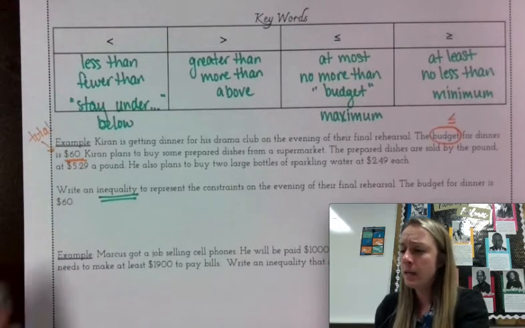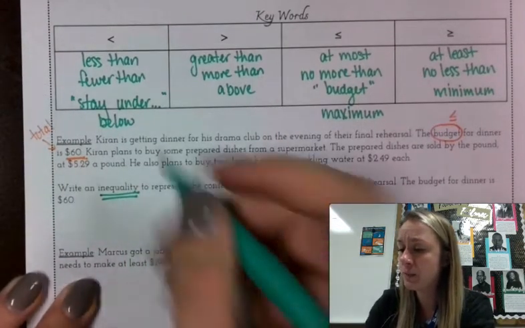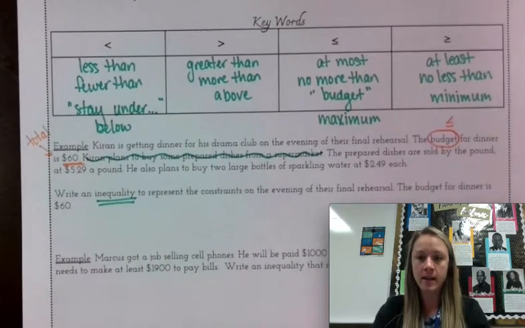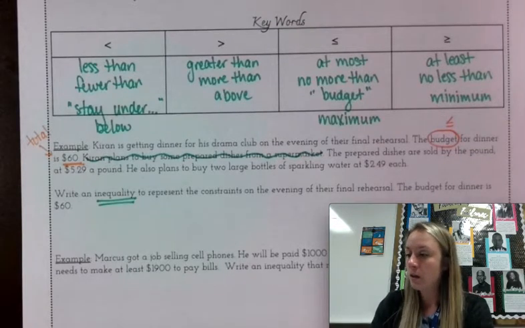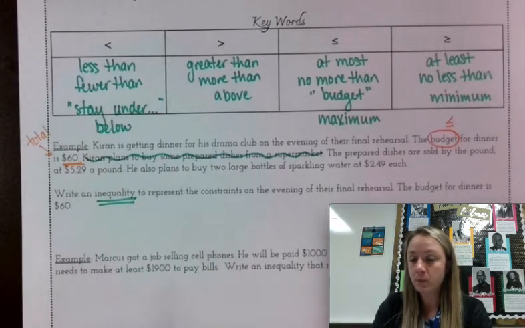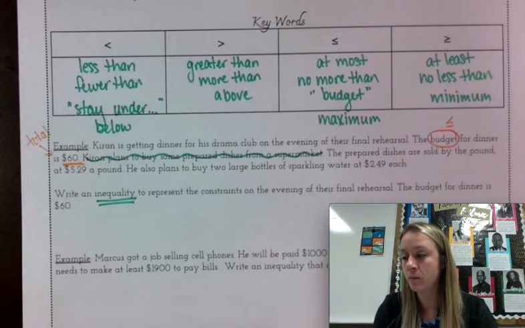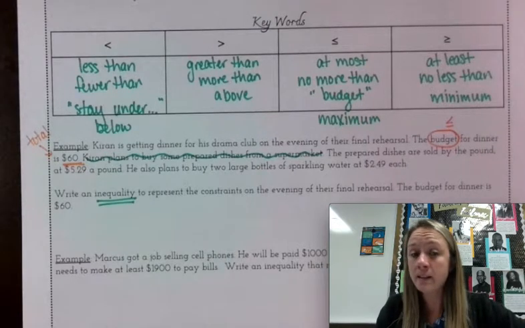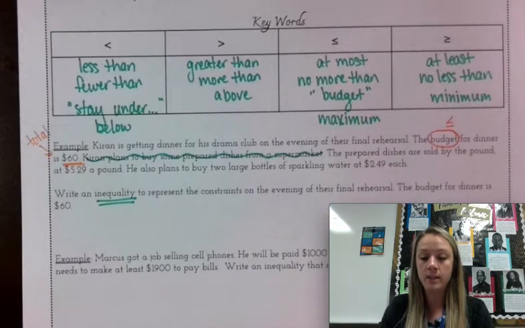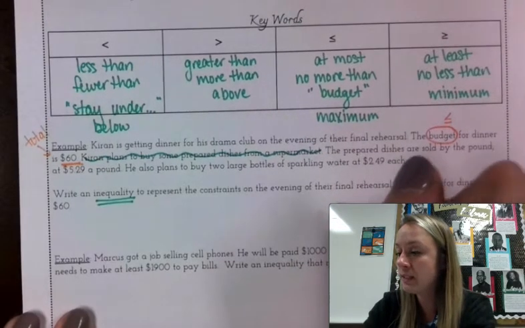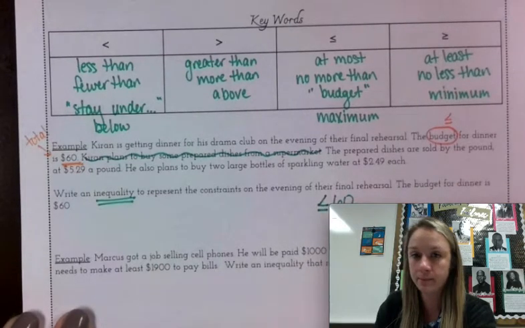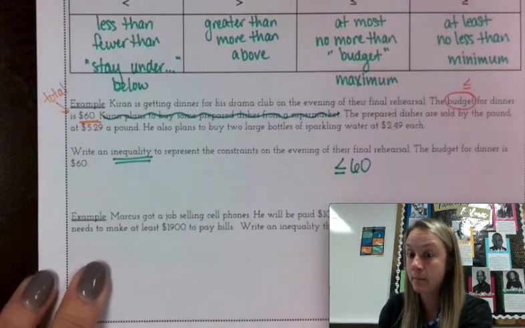Then it says, Kieran plans to buy some prepared dishes from a supermarket. That doesn't really give me any important information, so I'm going to cross that out just so I don't get confused. Then it says the prepared dishes are sold by the pound at $5.29 a pound. He also plans to buy 2 large bottles of sparkling water at $2.49 each. So I like to start with my total because that usually stands out to me the most along with the inequality symbol that I'm using. So my total was 60, and we said it has to be less than or equal to that. I don't want to spend more than my budget. That's why I have a budget.